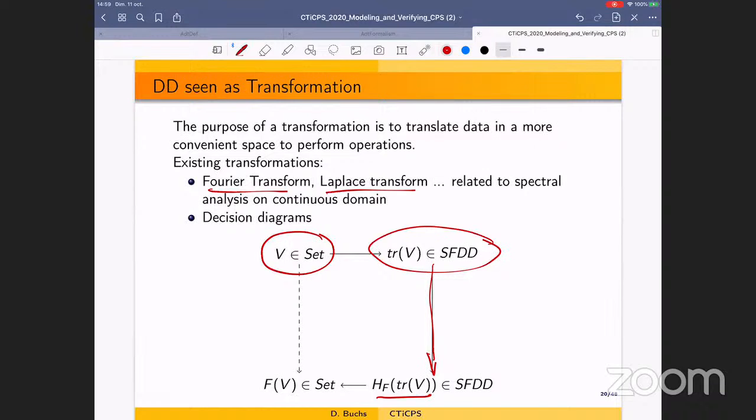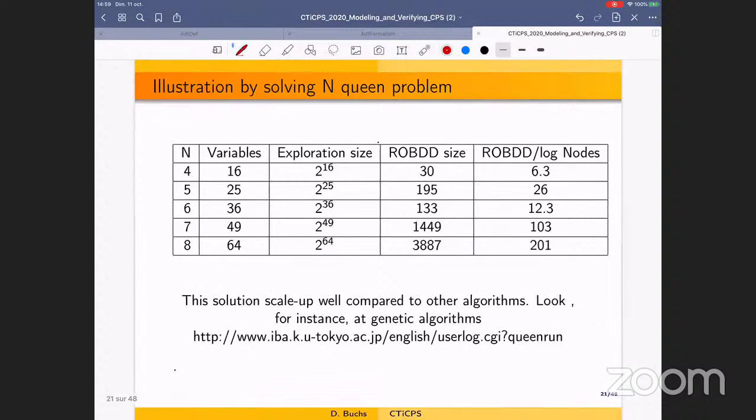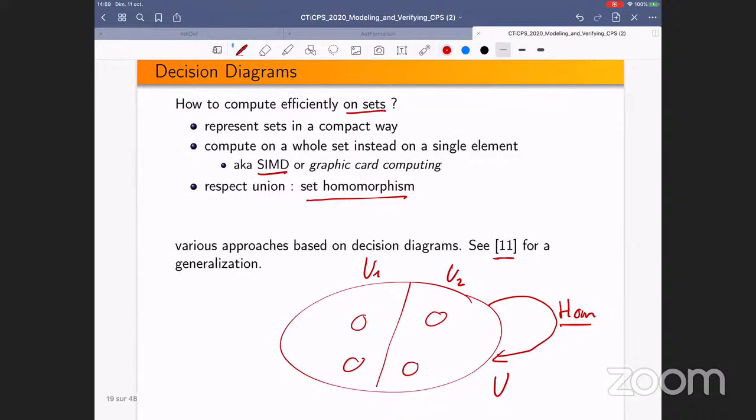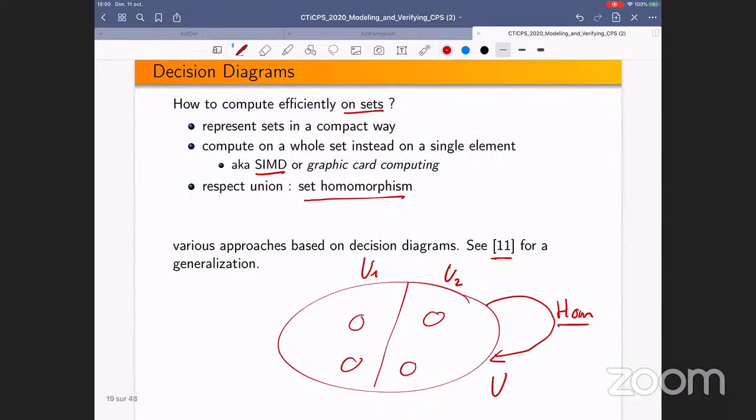So what is this representation? This is the issue, and also what can we expect as a reduction of complexity with these approaches?